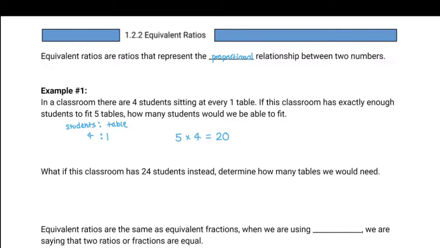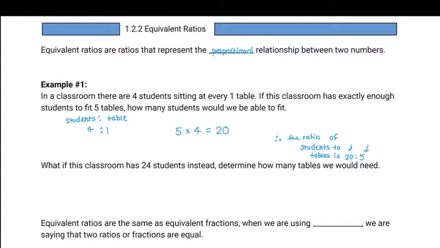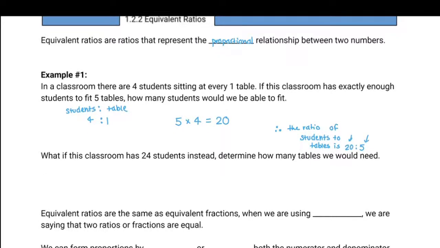Easy enough. Therefore, the ratio of students to tables is 20 to 5. This would be our students, and that would be our tables. So what if this classroom has 24 students instead? Determine how many tables we would need.